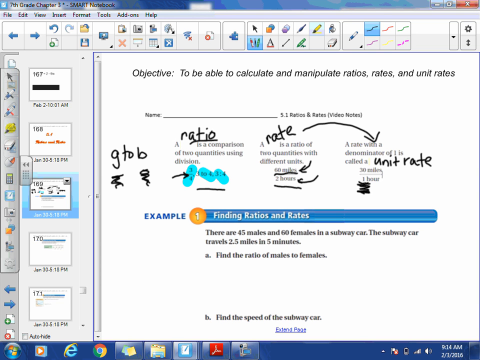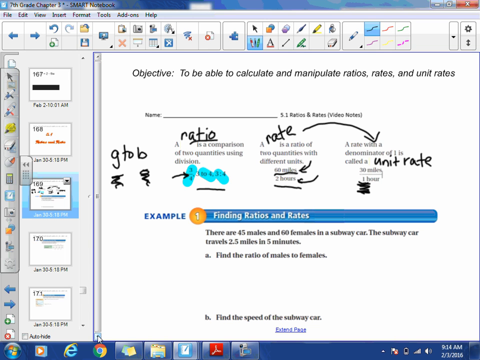If you're looking for a job and it tells you you'll earn $18 per hour, that is a unit rate because it tells you for 1 hour how much you would make. The denominator is 1. If they told you you would earn $98.50 per 3 hours, that would be a rate, but it would not be a unit rate because it's telling you for 3 hours, not 1 hour.